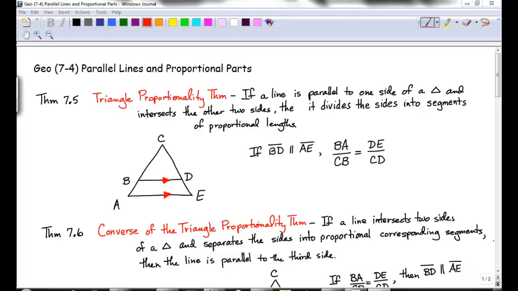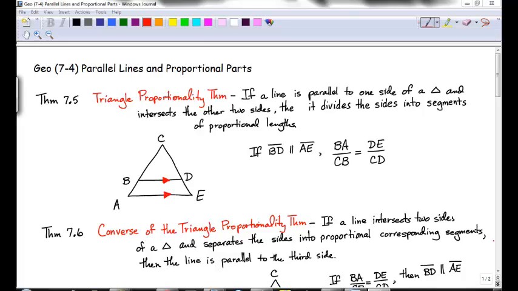Okay, this is on parallel lines and proportional parts. And we've already talked, if you have a fraction, that's considered a ratio. Like 3/5 is a ratio. But if I put 3/5 equals 6/10, then as soon as I put the equal sign in between, I make up a proportion.